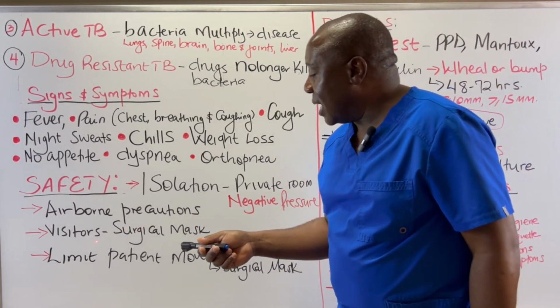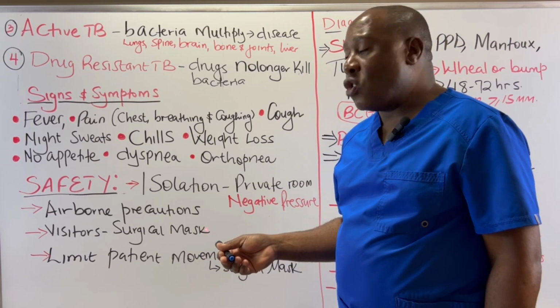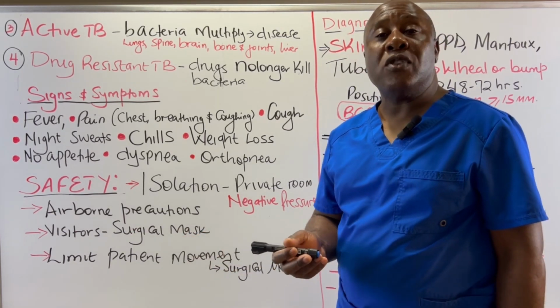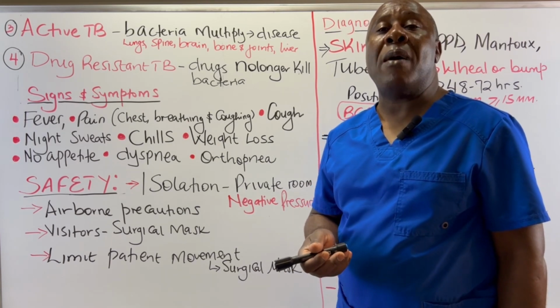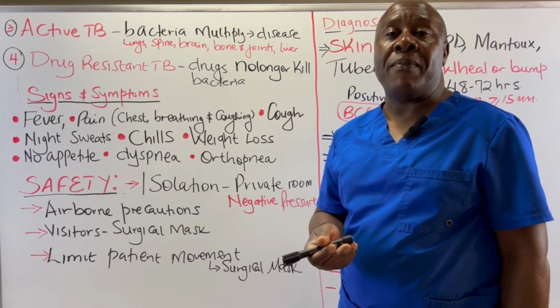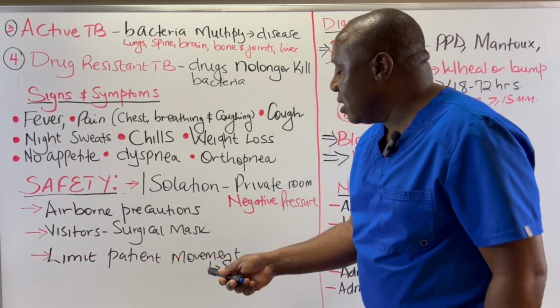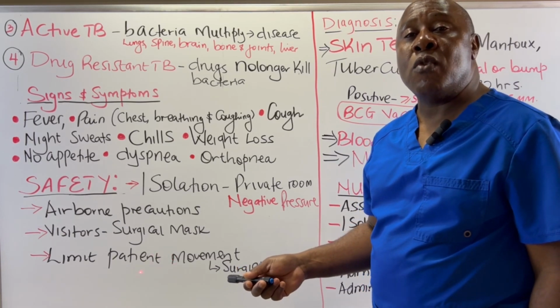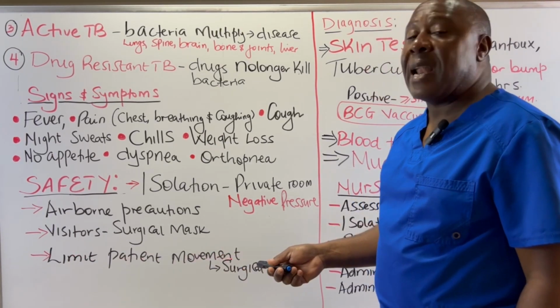Now visitors need a surgical mask. They need to put on a surgical mask whenever they enter the room of this patient. And in most cases, we normally restrict the number of visitors into the room to a maximum of 2 at a time. Another safety precaution is that we normally limit the patient movement. This patient is not allowed to get out of the room or to walk in the hall. The patient movements are limited.